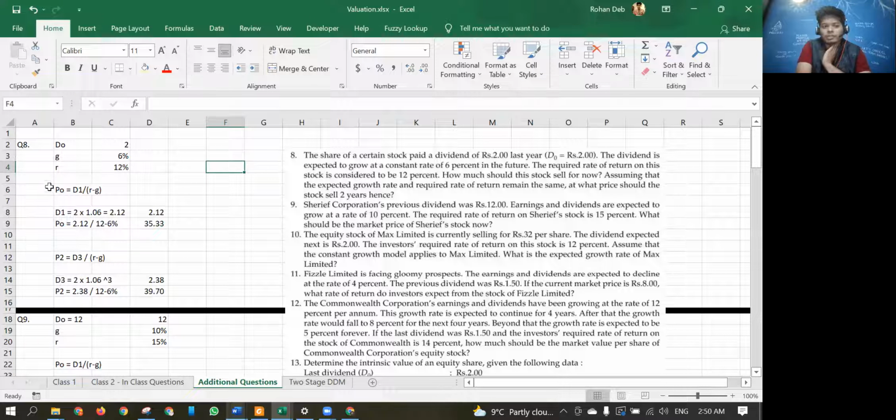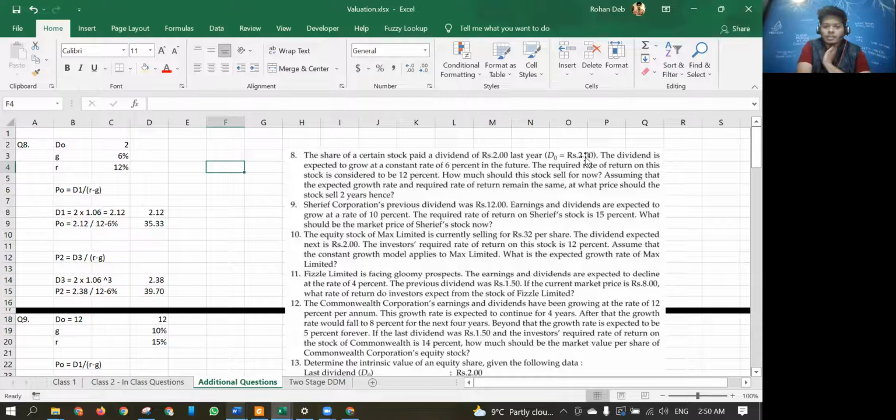Because the formula, if you remember, is P0 equal to D1 by R minus G. Now it's very important to understand which is D1. If you use D0, then the value will not be correct. You have to use D1. Now here it says dividend of the last year. So since it's the dividend of the last year, it's D0. So D0 equal to 2.